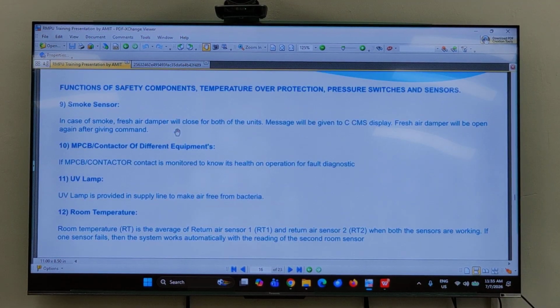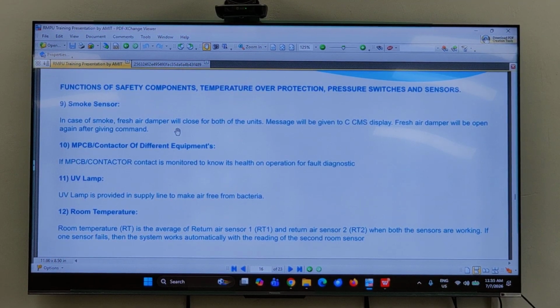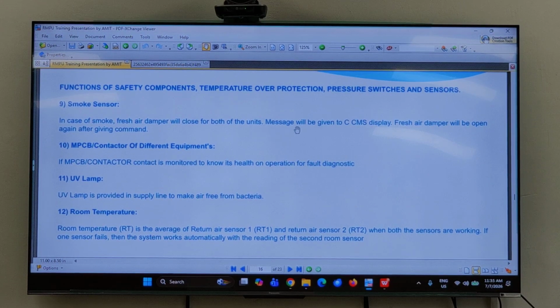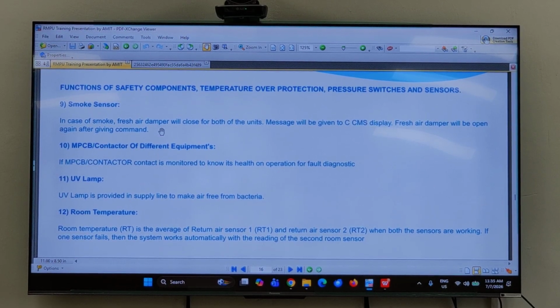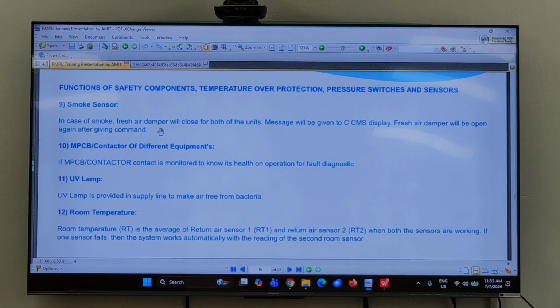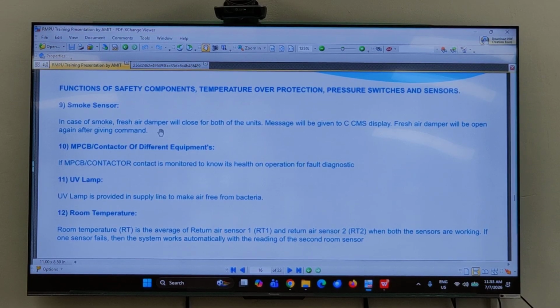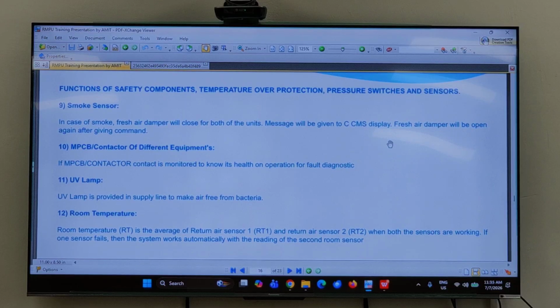Next is smoke sensor. Smoke sensor is present in the fresh air side. If any smoke is detected in the environment, it will send the feedback to the CCMS, and with that it will send the feedback to the control unit, and it will close the fresh air damper. So that is the smoke sensor related command.